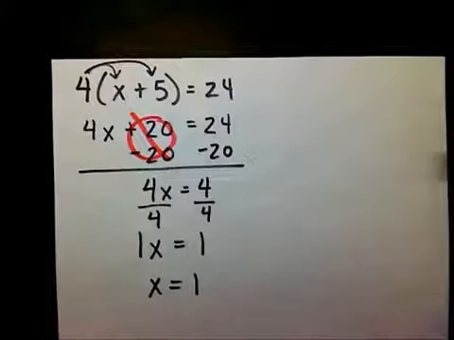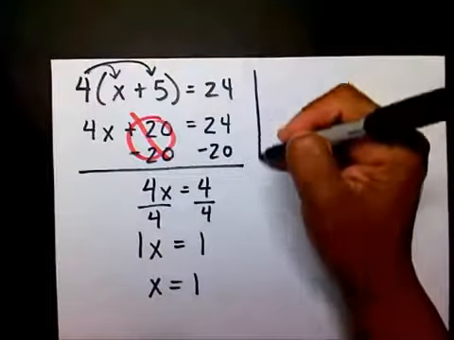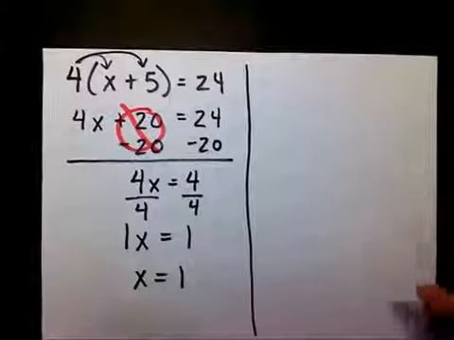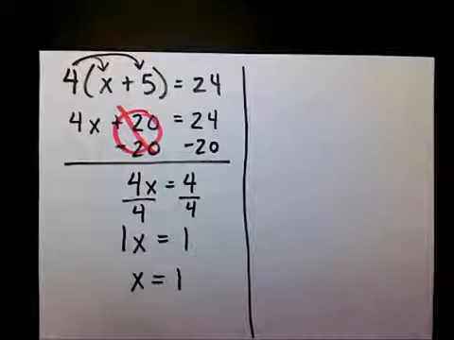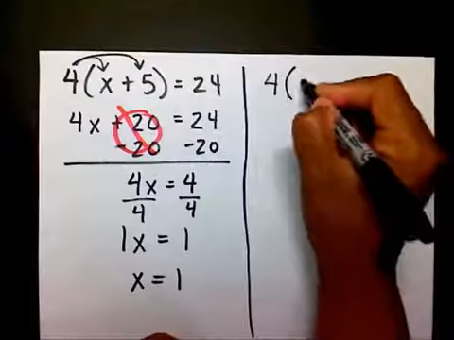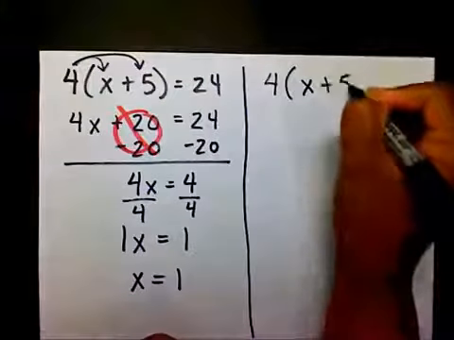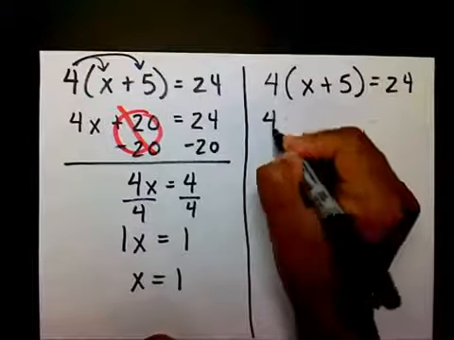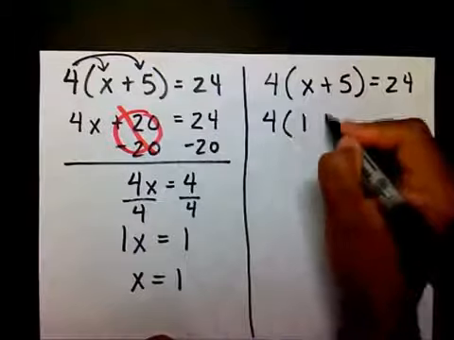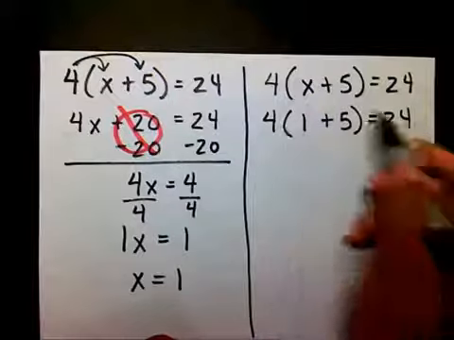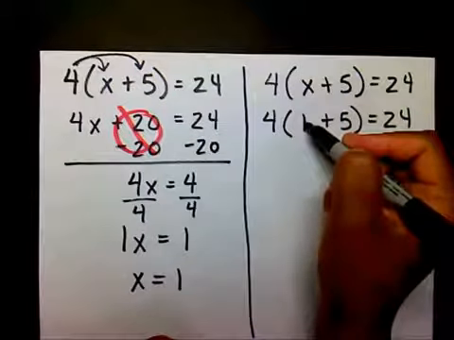Right now, we think that x equals 1, but we don't know if that's true because we have not checked it yet. So you always check your equations, because that's one way that you know that your solution is correct. So I'm going to write my original equation down: 4 times x plus 5 equals 24. I'm going to substitute 1 in for my x. So I wrote the problem down again. Instead of writing x, I wrote 1.